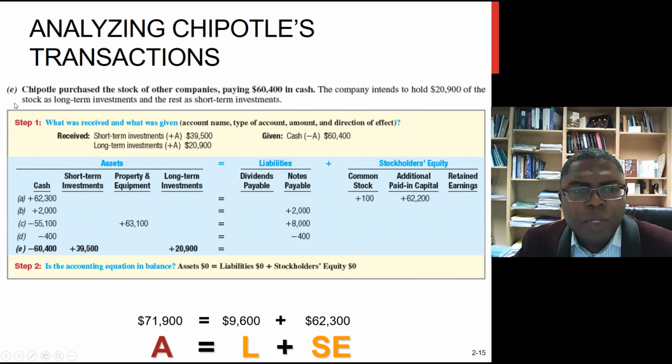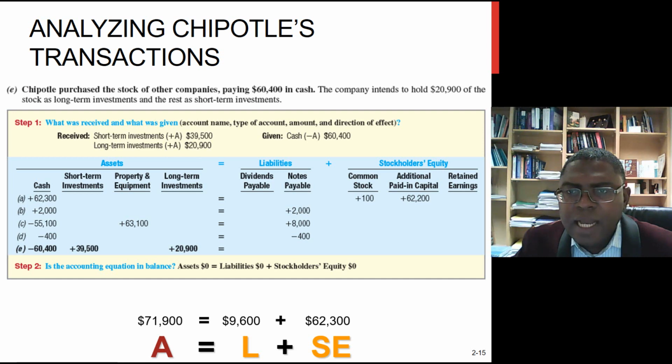Another transaction we want to look at, transaction E. It says Chipotle bought the stock of other companies, paying 60,400 in cash. It says the company intends to hold 20,900 of the stock as long-term investment and the rest as short-term investment. So in other words, the company is paying for a certain long-term and short-term investment.